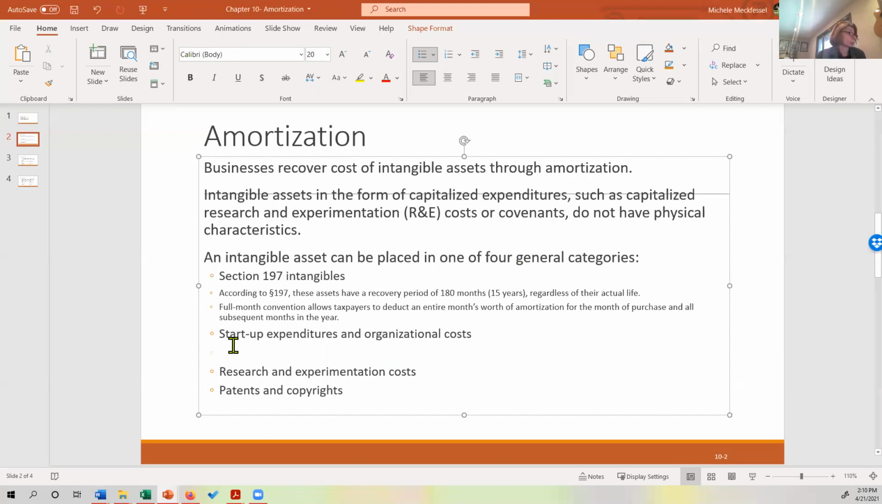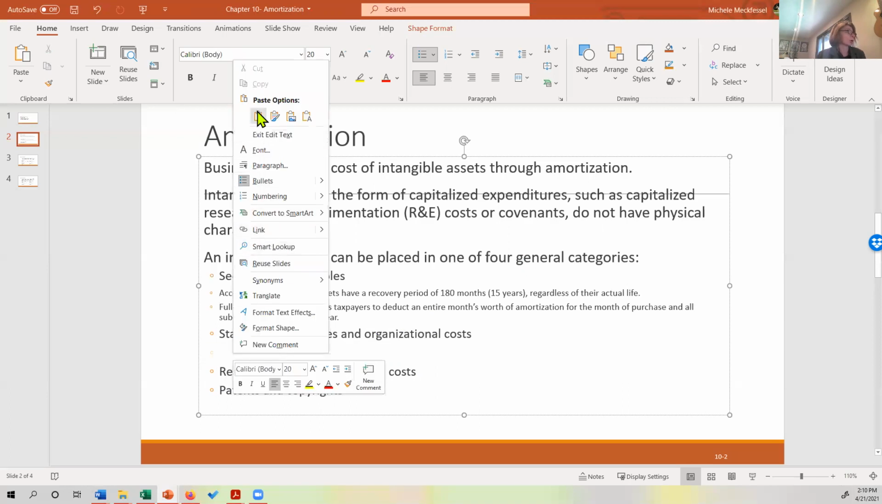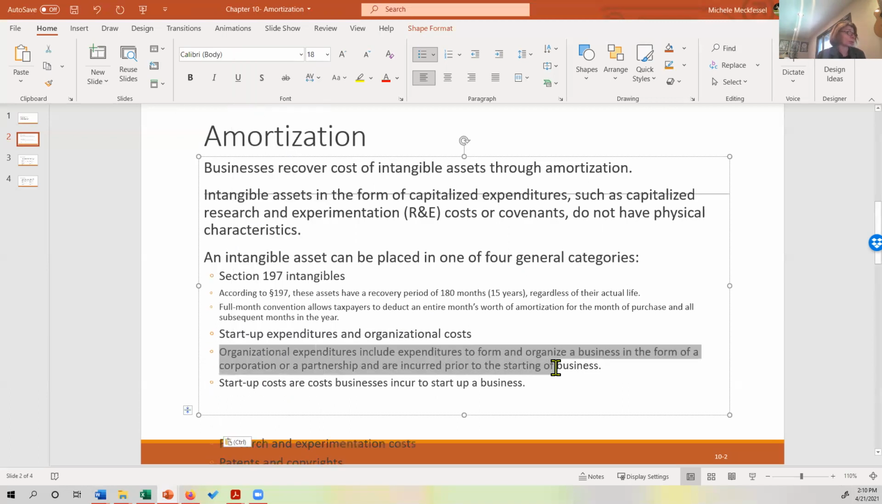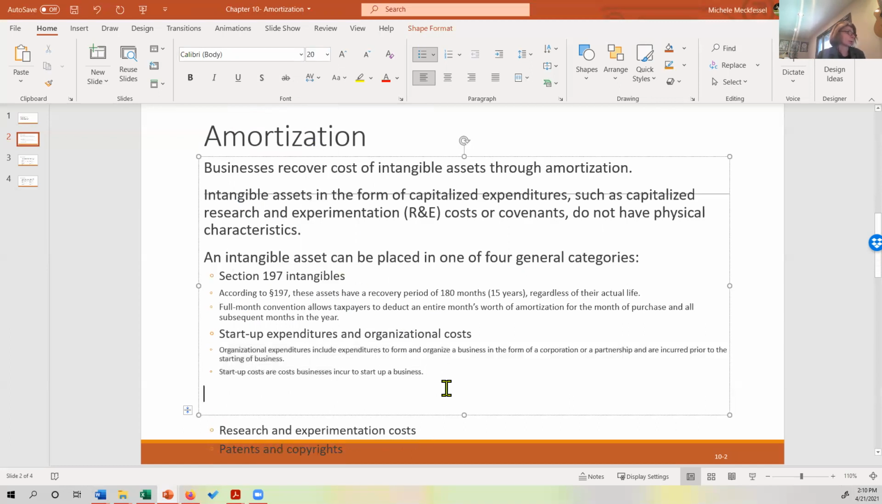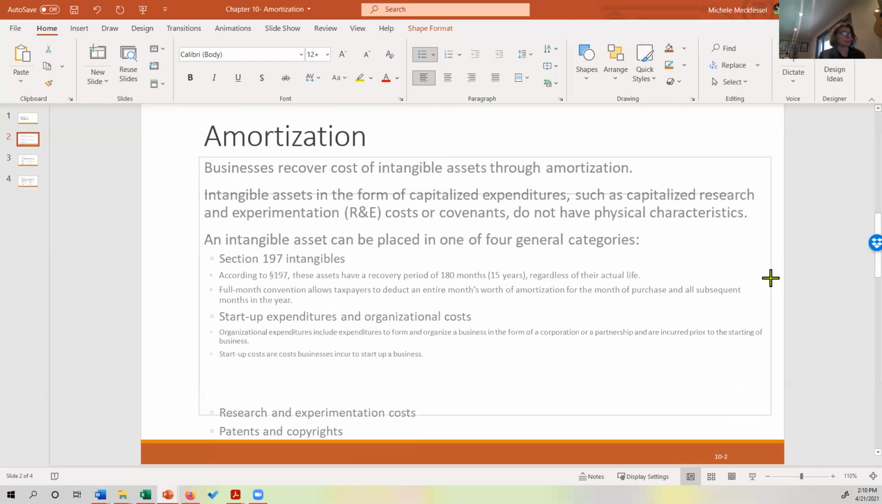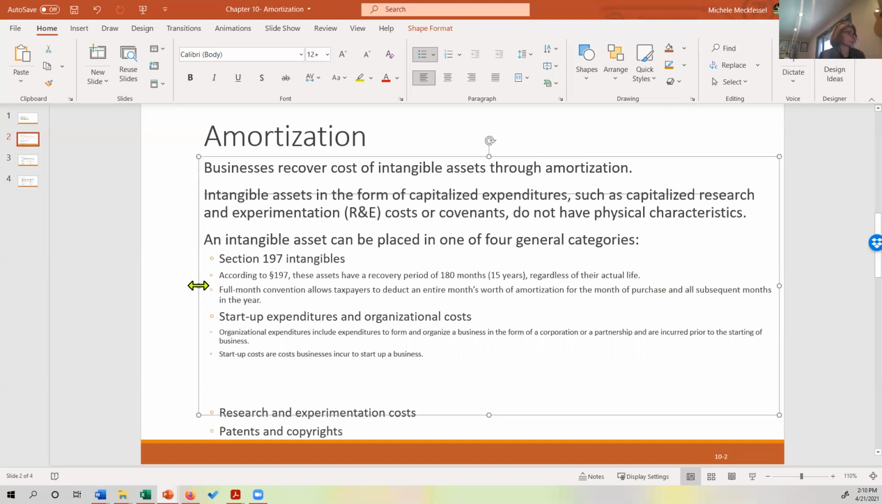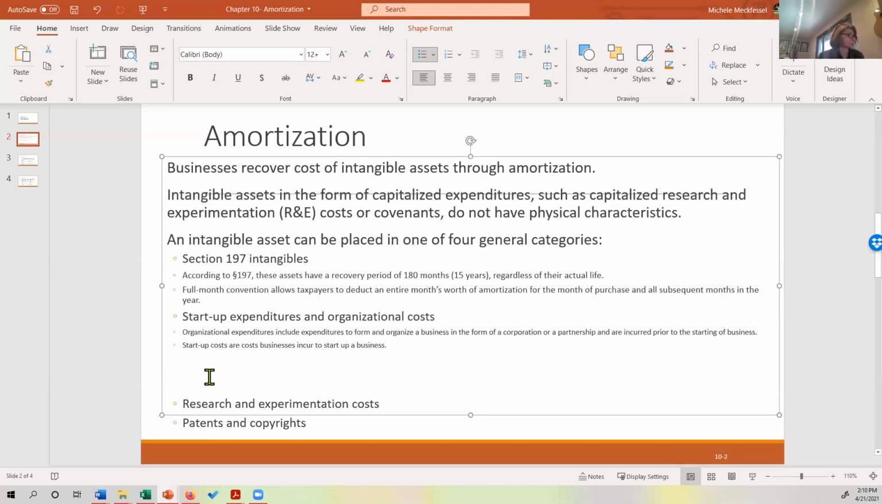So startup expenditures and organizational costs are kind of what you would expect they would be. Hold on, I'm going to change the font here, and I apologize for moving that around a lot. I'm kind of trying something new out with doing the PowerPoint video in this format. We'll see how we like it.